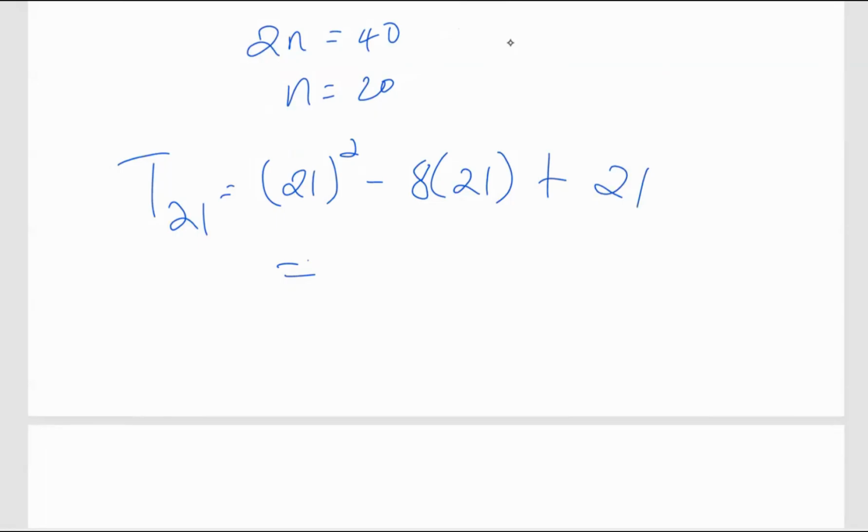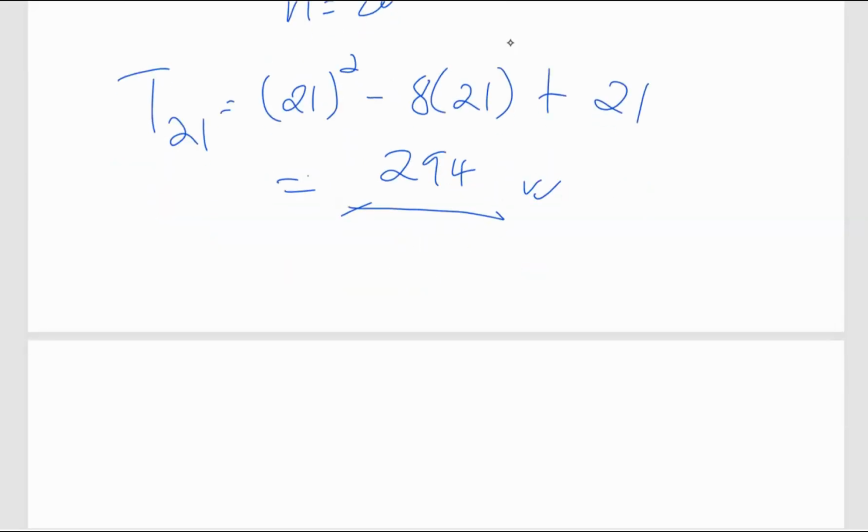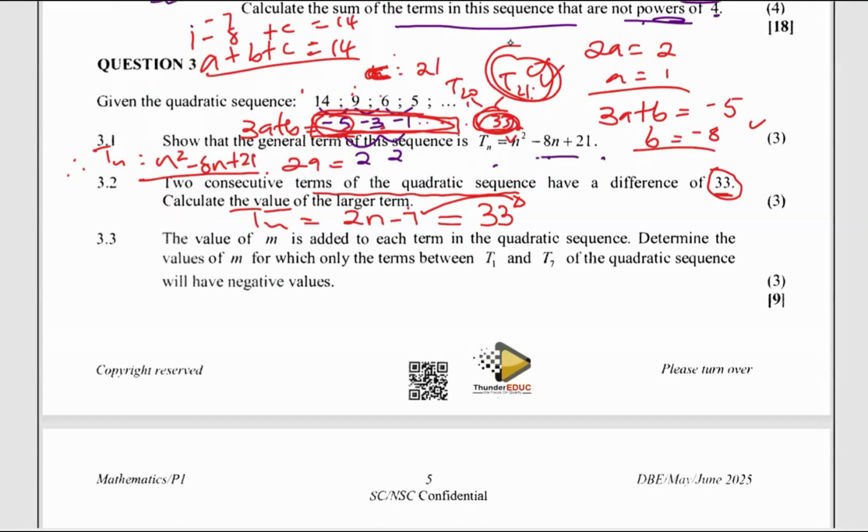So when we punch this into our calculator, 21 squared minus 8 times 21 plus 21, I'm getting 294. So this is what I end up with. Then question 3.3, they're telling us that the value of m is added to each term in the quadratic sequence, such that the values of m for which the terms between T1 and T7 of the quadratic will have negative values. So the question is, how do we now approach a question like this?